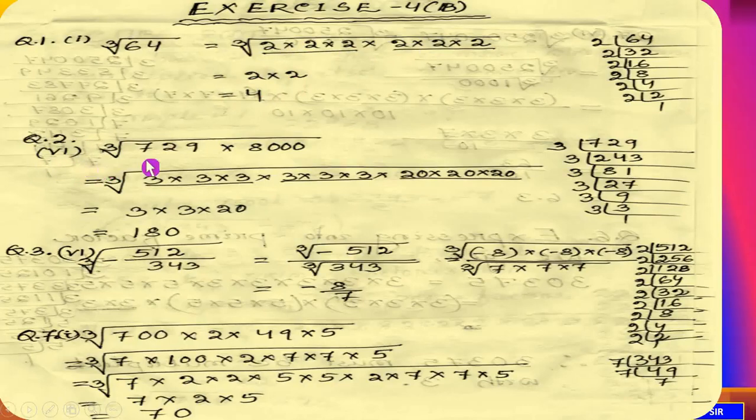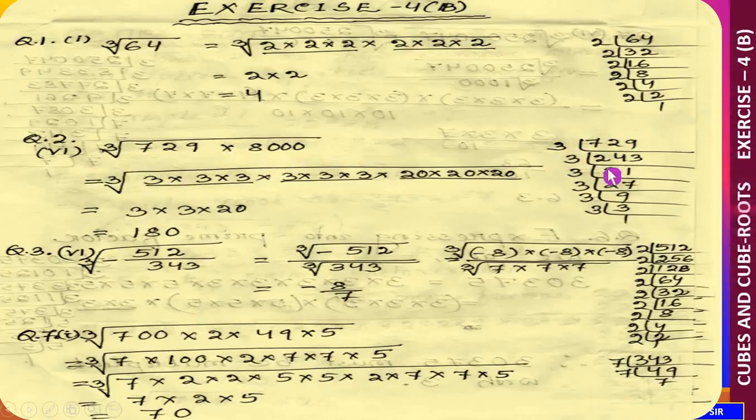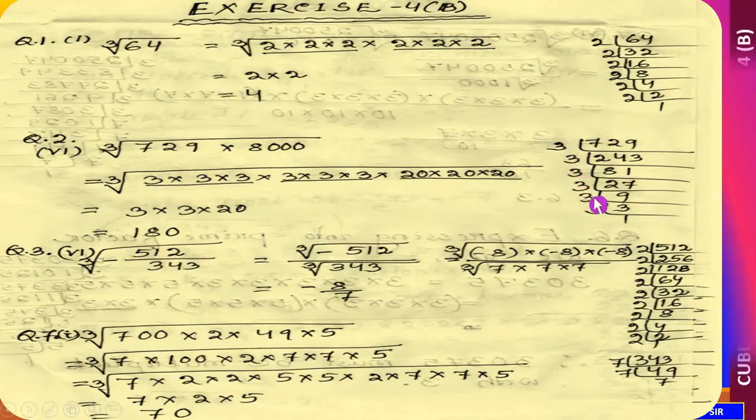Then question number 2, part 6: cube root of 729 into 8000. How is 729 factorized? Look here. 3 2s are 6, 3 4s are 12, 3 3s are 9, again 3 8s are 24, 3 1s are 3, 3 2s are 6, 3 2s are 6, 3 7s are 21, then 3 9s are 27, then 3 3s are 9, then 3 1s are 3. So now 729 equals 3 into 3 into 3, 1 2 3 4 5 6, so all the six 3s are written now.